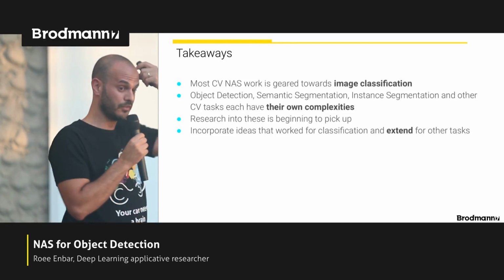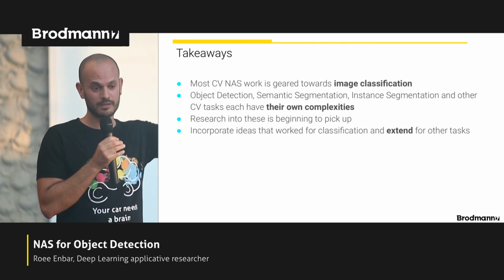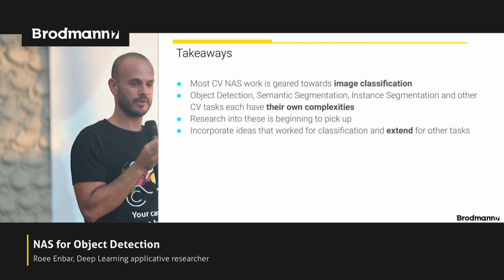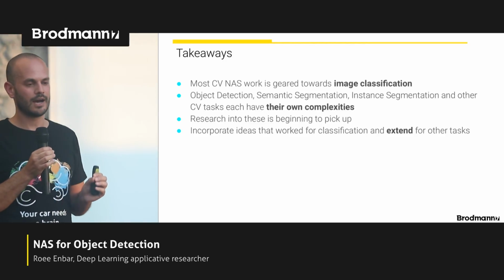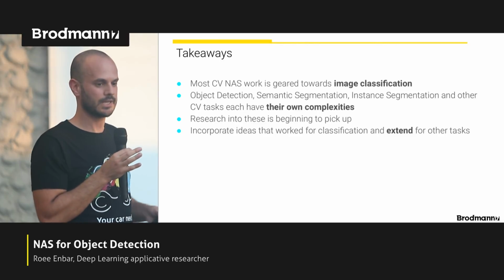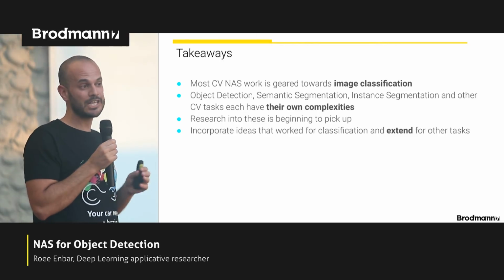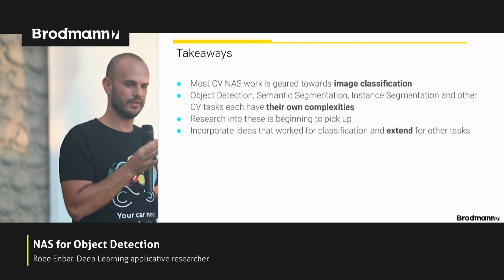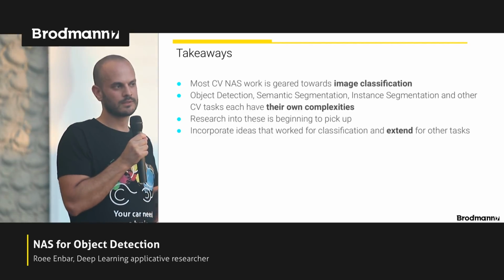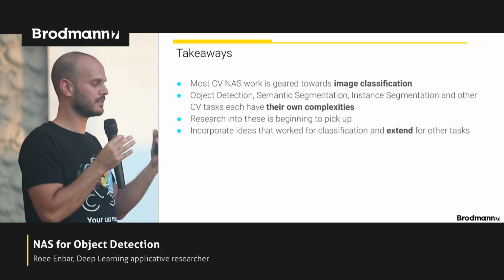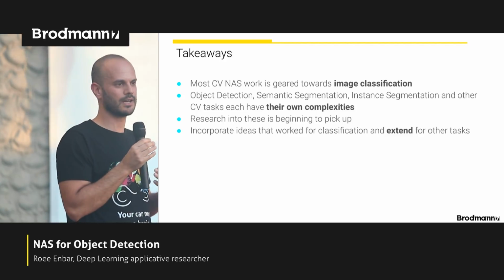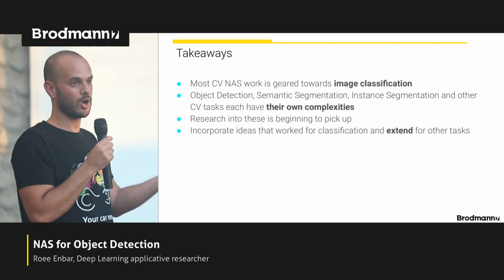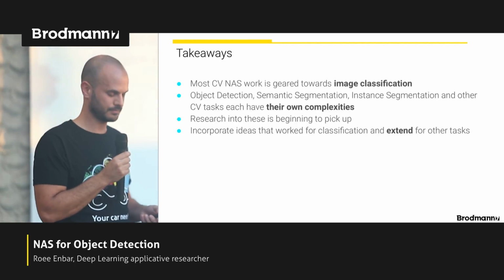So what I want you to take away from this is, first of all, maybe you didn't know, but most computer vision NAS work is geared towards image classification. However, we can see some work being done towards object detection, semantic segmentation, and other CV tasks. And each computer vision task has its own complexities, and it needs its own ways to tackle this. What people usually do is they take the classic image classification methods from 2 years ago of tackling neural architecture search, and they extend it to object detection and the other tasks.